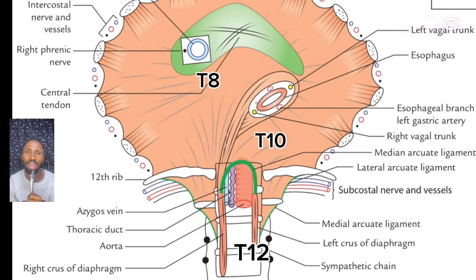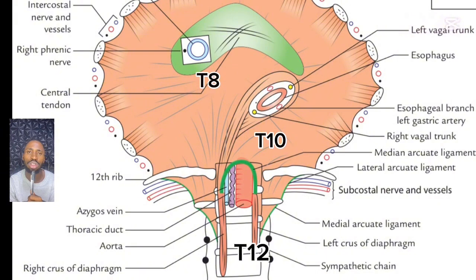The last one is the aortic opening at the back of the diaphragm, which is circular in shape, and we call it the aortic opening. It's at T12. So T8 for caval opening, T10 for esophageal opening, while T12 for aortic opening.